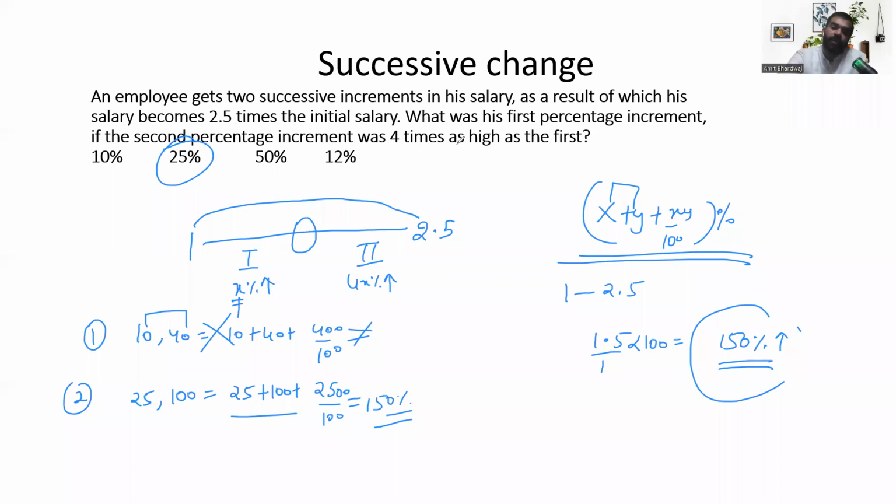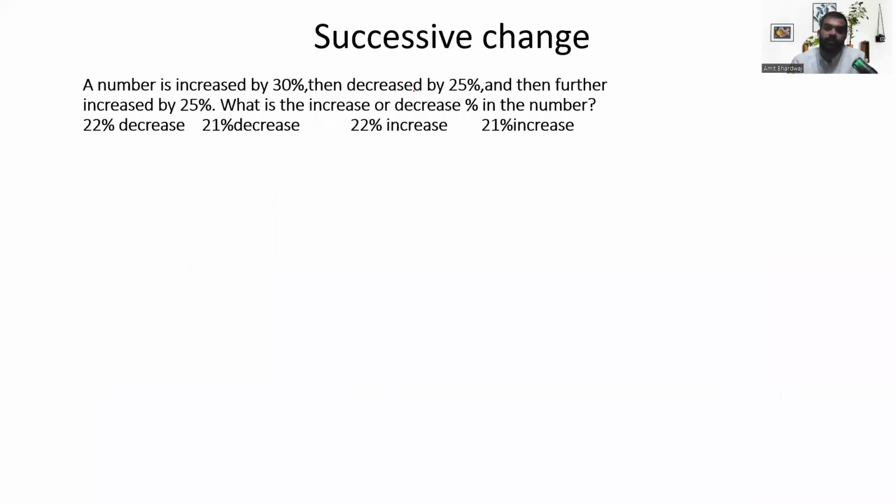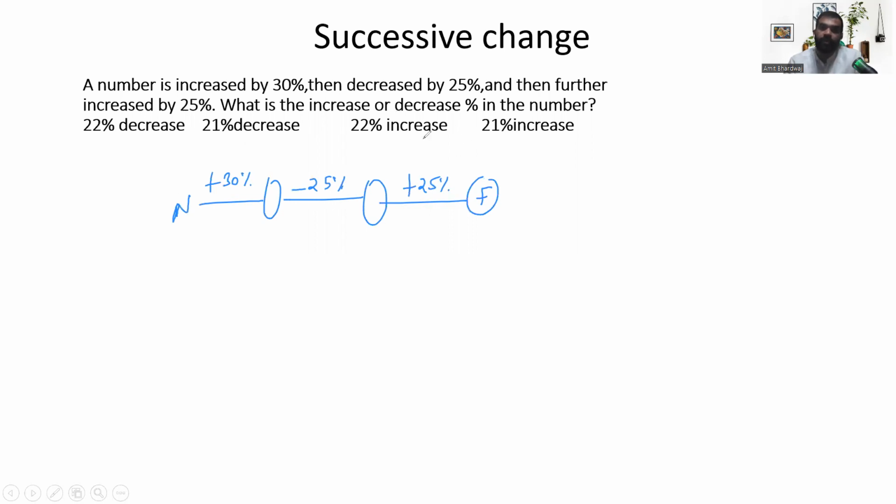Now we are moving toward our next question, and this is successive change again. As I clearly mentioned, 6 types of questions we will discuss, 6 concepts. A number is increased by 30%. Let's say the number is A. First increase by 30%, okay, then decrease by 25%, okay, then further increase by 25%. You have to find out the final value here. You have to find out the increase or decrease in the number. You have to find out this change.